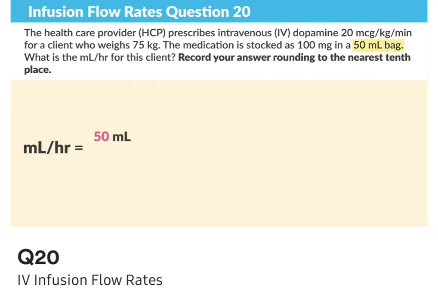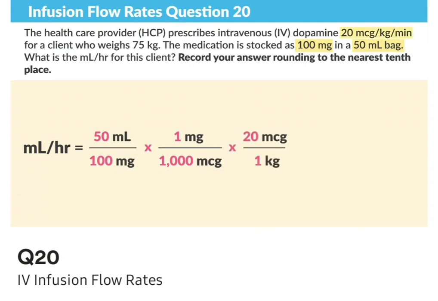Starting with 50 mLs on top over 100 milligrams times 1 milligram over 1,000 micrograms, because 1 milligram is 1,000 micrograms. Now, times 20 micrograms over 1 kilogram here. And 75 kilos, because that's what the client weighs, over 1 minute. And the very last one is 60 minutes in an hour here. So as you can see, minutes on top and minutes on bottom. So we cross each other out, and we're trying to get to that ml per hour.